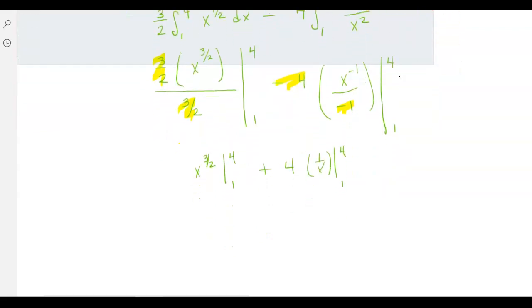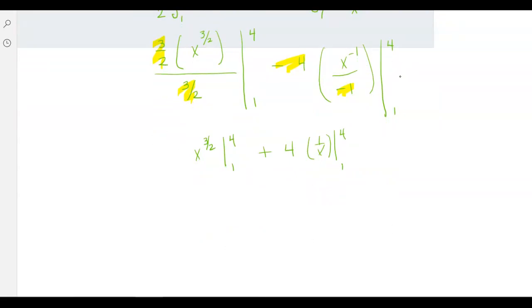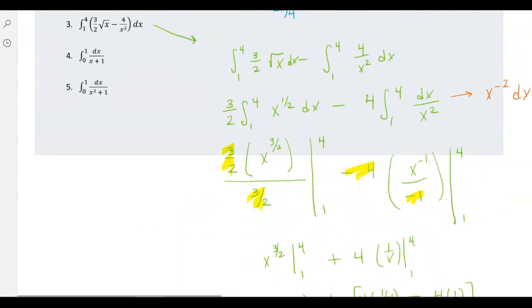All right, plugging that stuff in. For x to the 3/2 at 4, it's going to be 2 cubed, 8, and then 1 to the 3/2 will be 1. So this is the first part. And then for the second part, I'm going to have 4 times 1/4 minus 4 times 1. And then putting that all together, we have 7 minus 3, which is 4 overall.